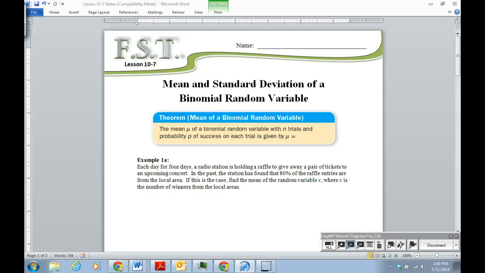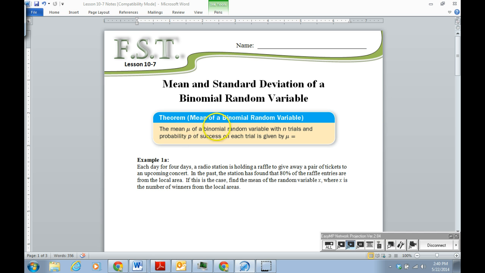Okay, so now we want to look at the mean and standard deviation of a binomial random variable. I know how much you guys love the sound of standard deviation, as it takes so much time to find, right? So we are going to actually find it in an easier way.